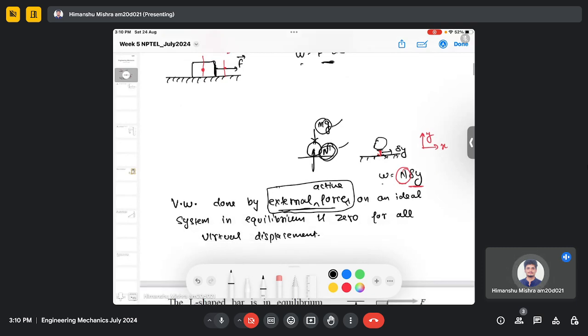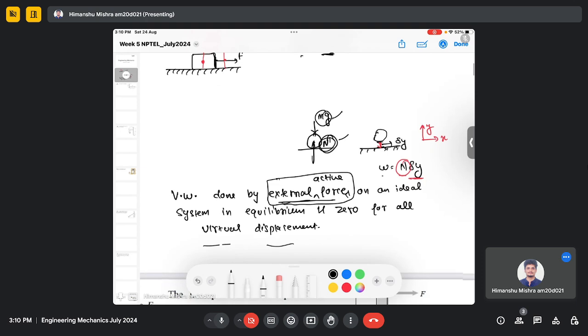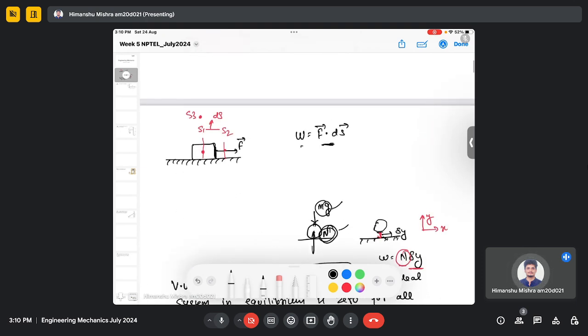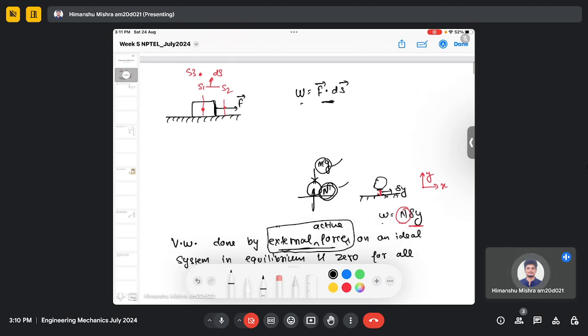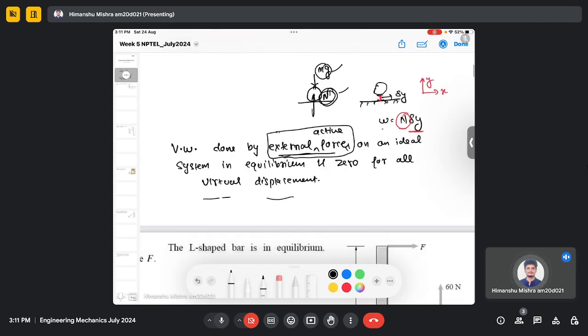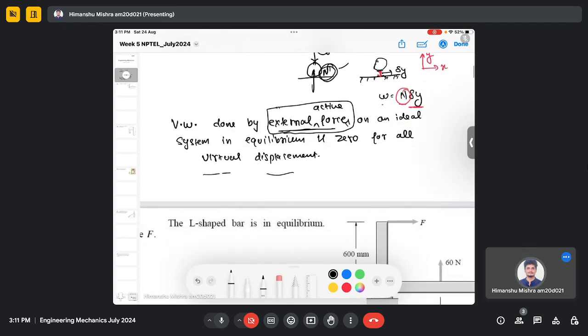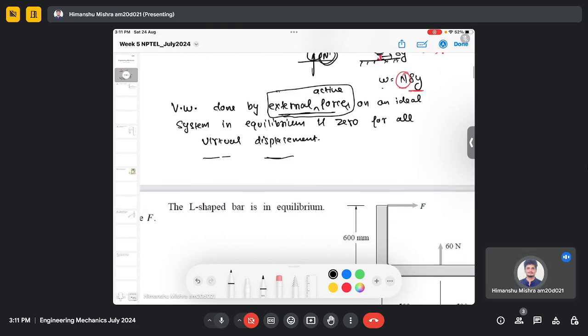So according to this principle, the virtual work from all the active forces is 0 when the system is in equilibrium. It can be negative as well. So this is the concept of virtual work done. We will solve a few problems related to this concept, and then we will move to another concept where we will be solving the question by using the energy principle. So let's first solve a few problems related to the virtual work principle.